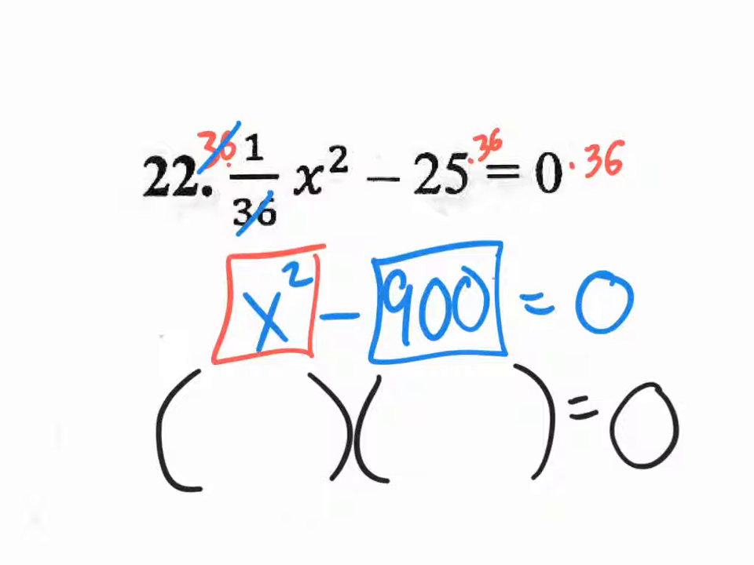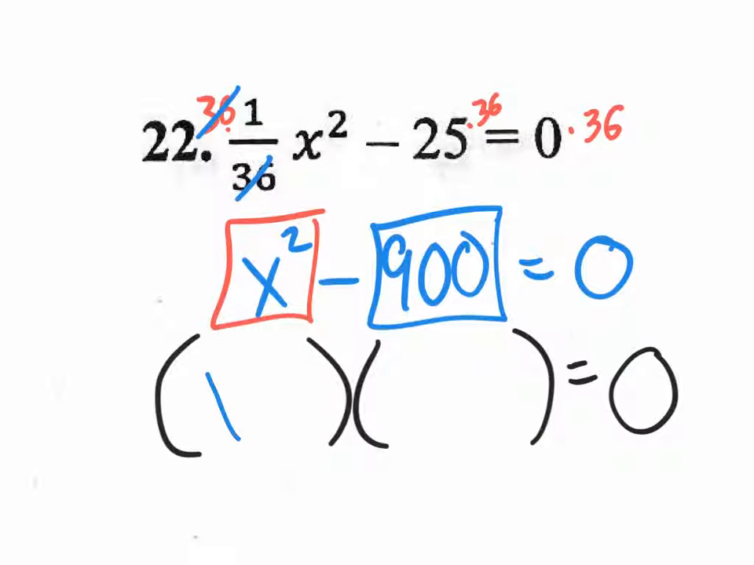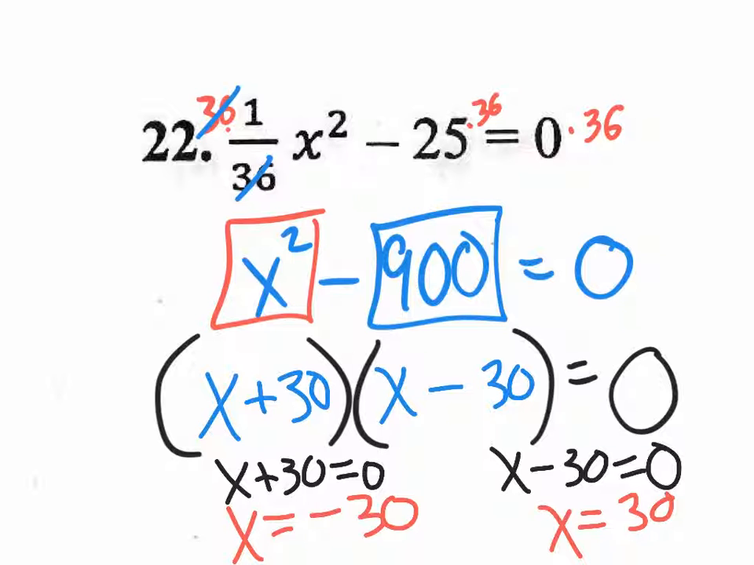So I could actually use the difference of two squares factoring method. And what is the square root of x squared? That's just x. And the square root of 900 is 30. So x and 30. And one's plus and one's minus. So when you split them and you get x plus 30 equals 0, and you get x minus 30 equals 0, you're going to get your two answers, x equals negative 30 and x equals positive 30.